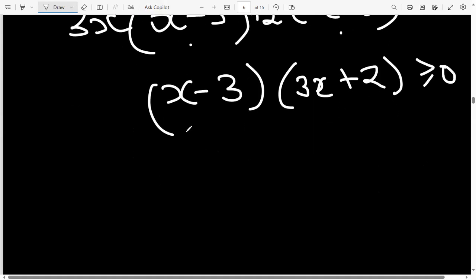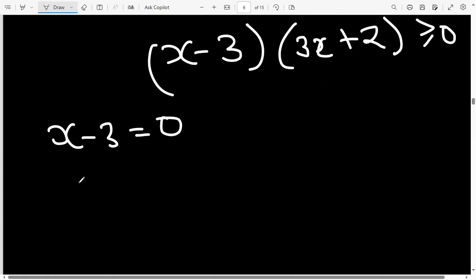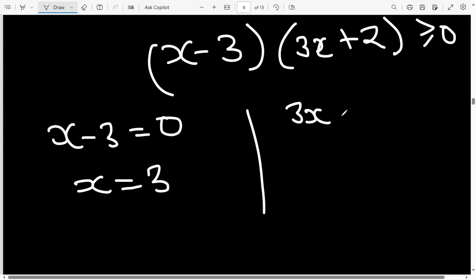From here, we can take this as our factor and this as our factor, equate them to 0 and solve for x. The first one is x minus 3 equals 0, so x is equal to 3. And the other one is 3x plus 2 equals 0.